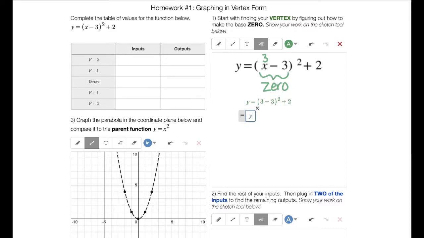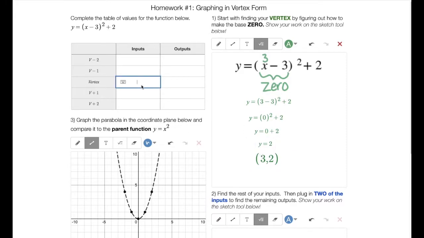Now I do the math. Y equals 3 minus 3 is 0 squared plus 2. 0 squared is 0 plus 2, and 0 plus 2 is 2. If I wanted to write this as an ordered pair, as a coordinate, I'll show what I inputted, which was 3, and what my output was, which was 2. So here we have now found the vertex.